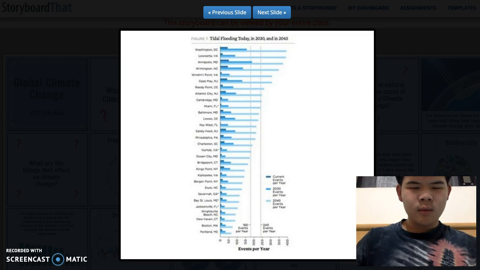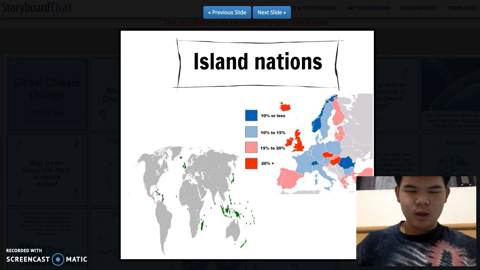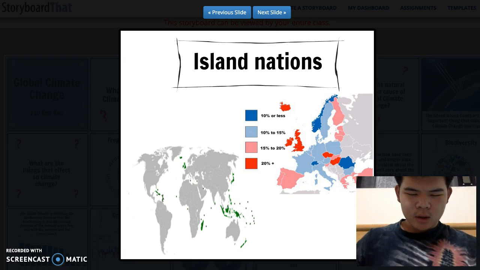Today, the flooding in the coastal cities and towns, in the 2030s and in 2045. Island nation. The island nation has the same problem with the coastal cities and towns about the sea surface rising, because they will be under the sea if the sea is still rising.